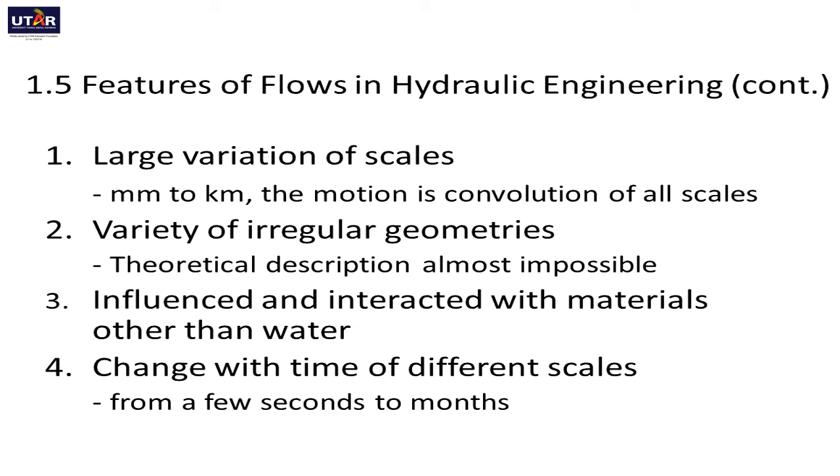1. The large variation of scales. The scales of areas to consider go from millimeters to kilometers, and the motion is a very complex convolution of all these scales. 2. Geometries are irregular and vary from narrow linear shapes like long streams to flat and shallow, like in reservoirs and coasts, to very complex three-dimensional regions around structures.